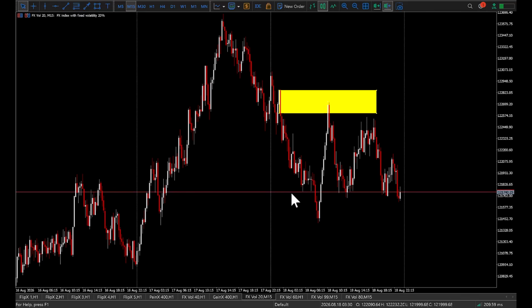So we have this move and we have this move and we have this order block. I want you to tell me what you would do in this area.